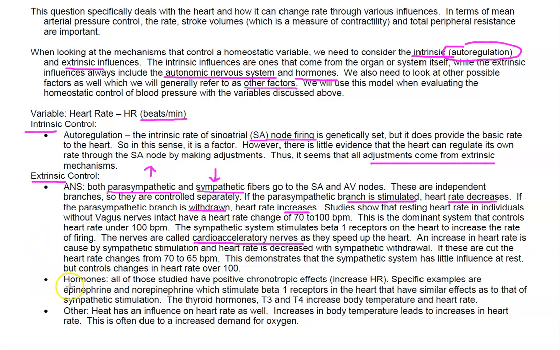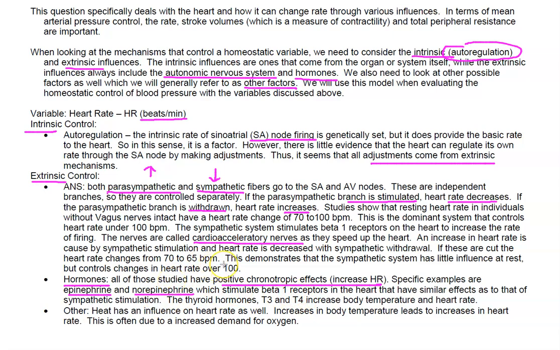Hormones also play a role. And all of our hormones have a positive chronotropic effect. Remember, chronotropic refers to heart rate. Positive means it goes up. So the hormones all have an increase effect on heart rate. Specific examples would be epinephrine and norepinephrine, so adrenaline and noradrenaline, if you look at it in a different way. Those also stimulate beta-1 receptors in the heart and do the same thing that the sympathetic system does.